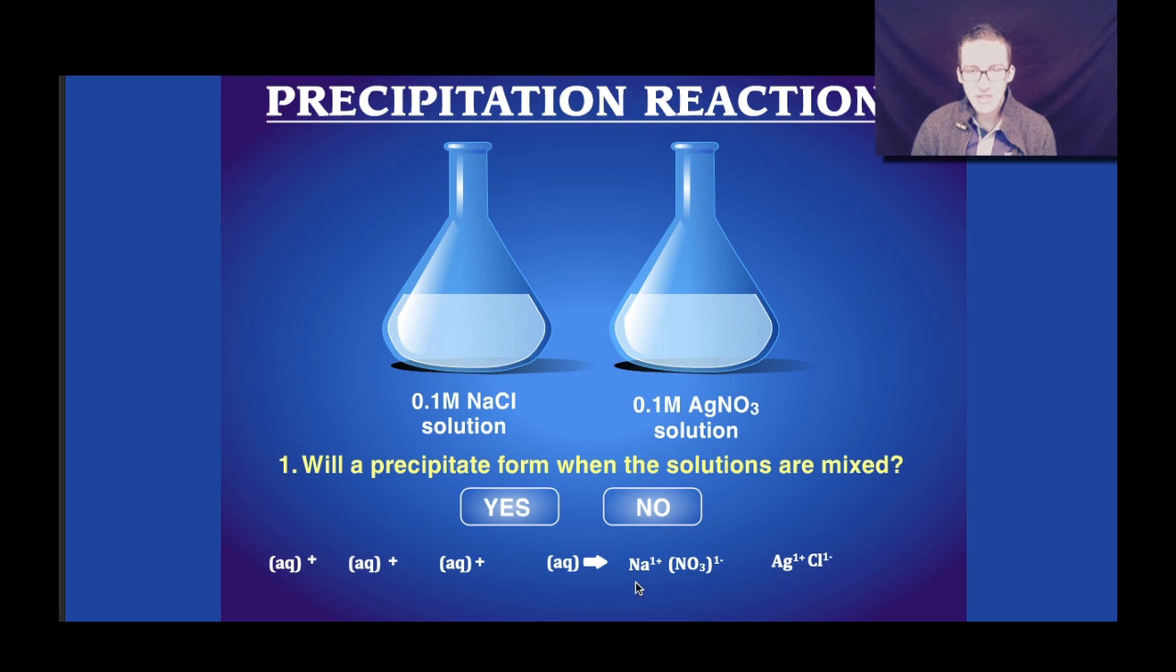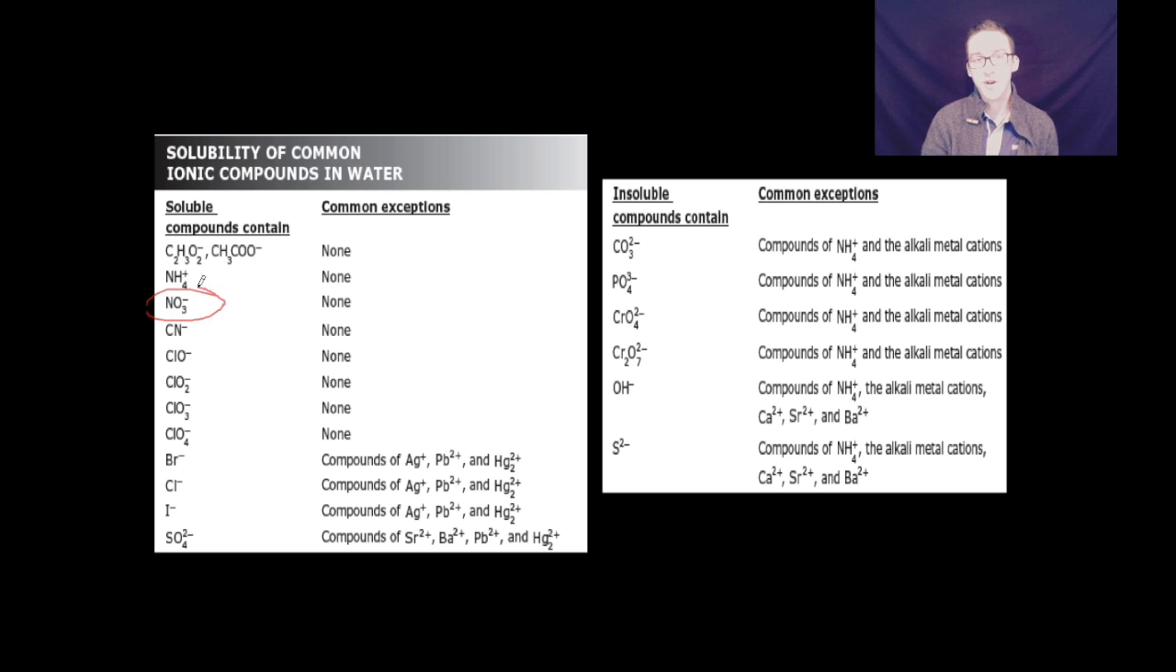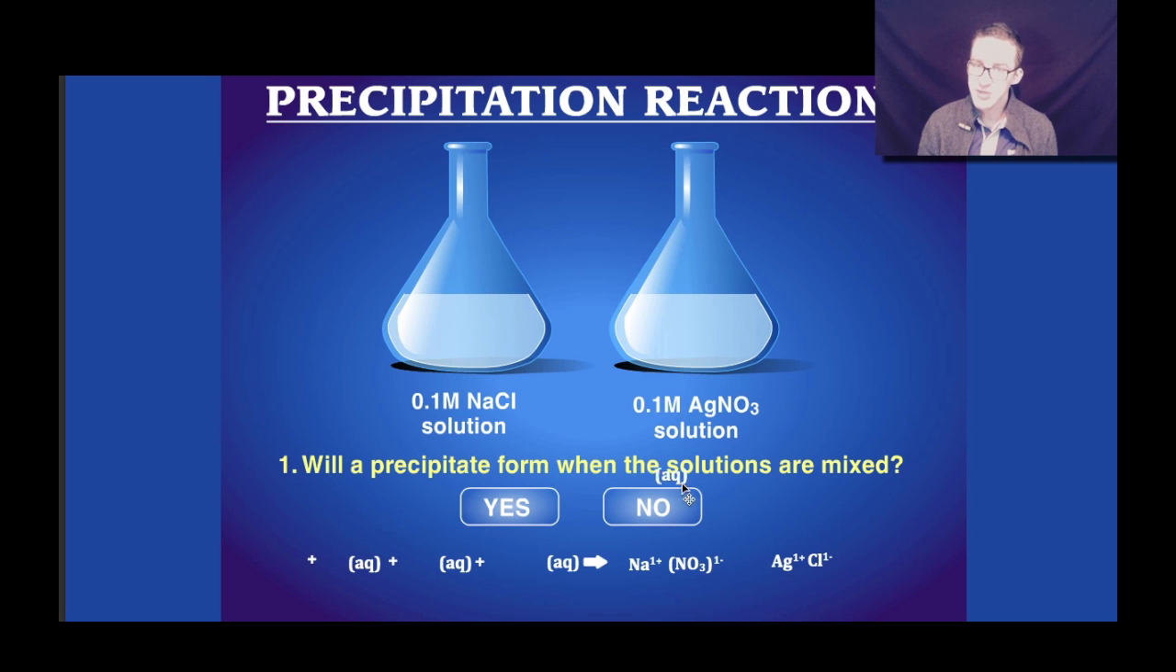As I come back to my two potential products here, I've got sodium nitrate and silver chloride. As I look at my list, I recognize first that the nitrate ion is right under my soluble ionic compound list. I also recognize that there are no exceptions to that rule. In other words, anytime I find nitrate in an ionic compound, it is always going to dissolve in solution. So this potential product is just going to stay dissolved in solution as a bunch of ions.